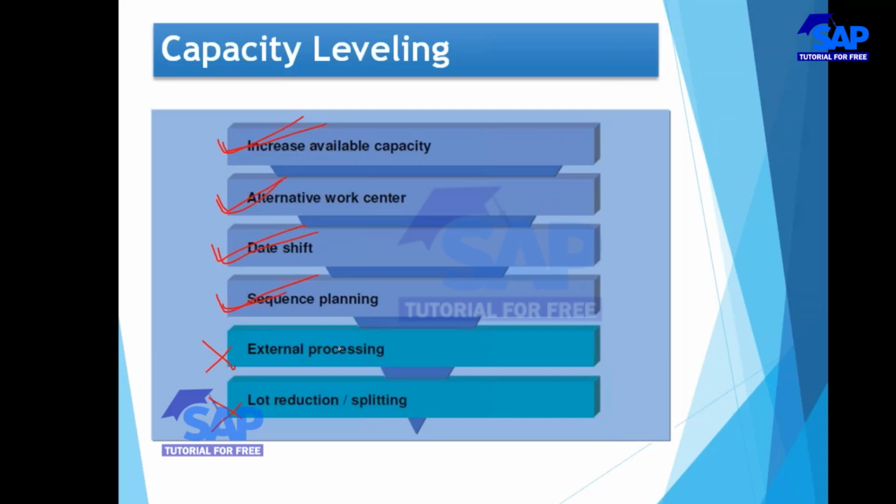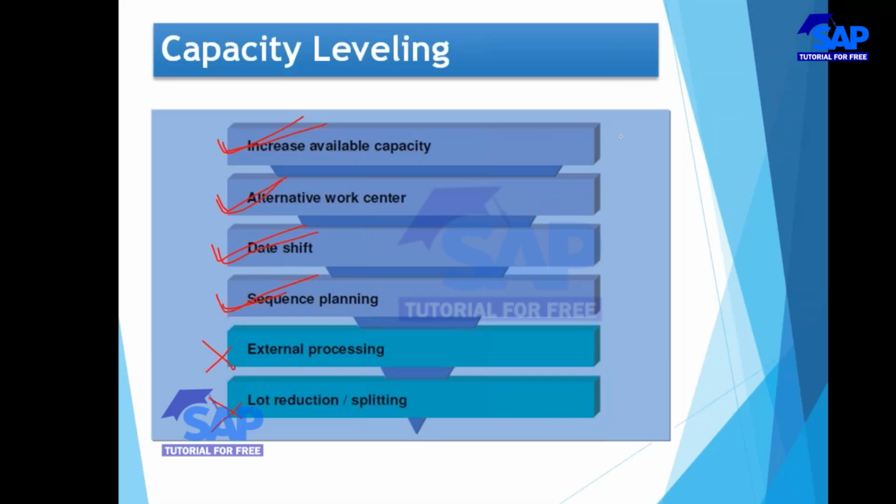That means in your organization, if you don't have enough capacity, what will you do? You give it to an outside vendor. Okay, that is called external processing. That is also another option in capacity leveling. Another is you reduce your lot, or splitting. This is the last. That means you reduce your requirement.